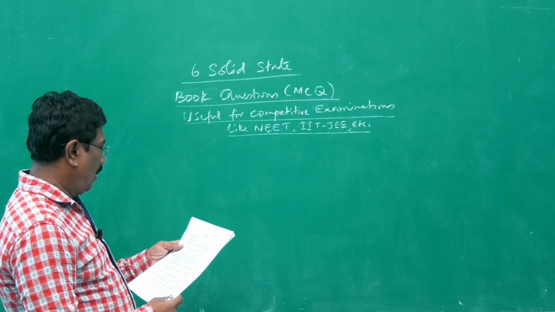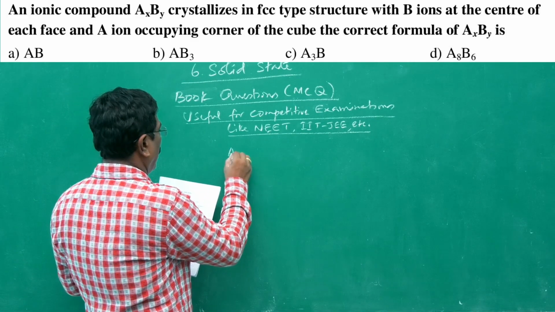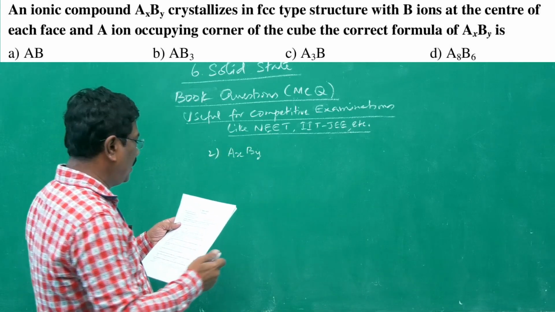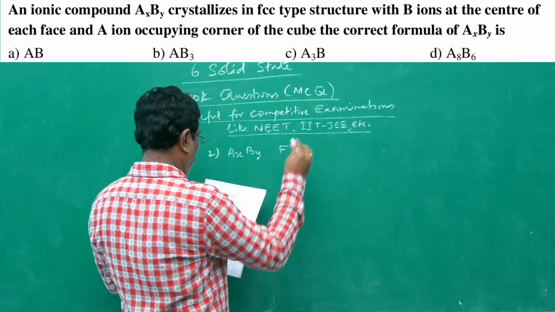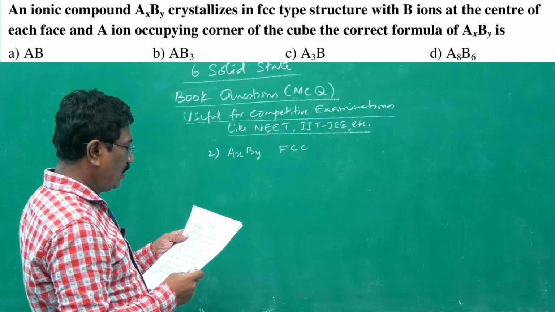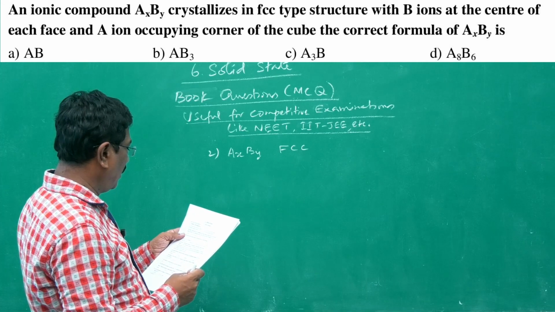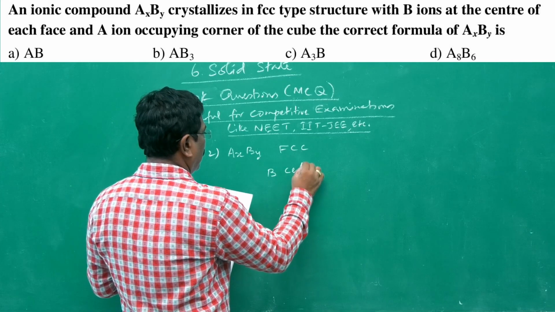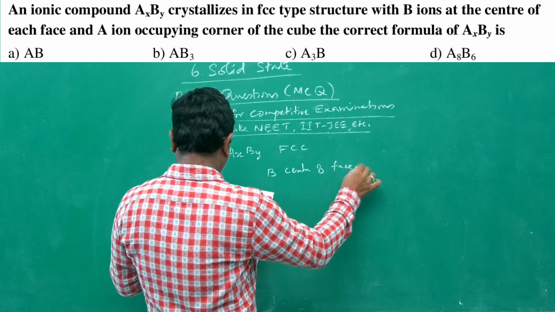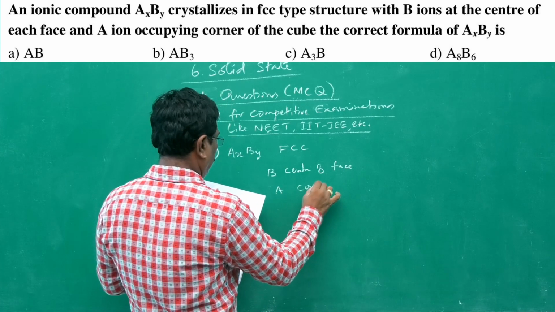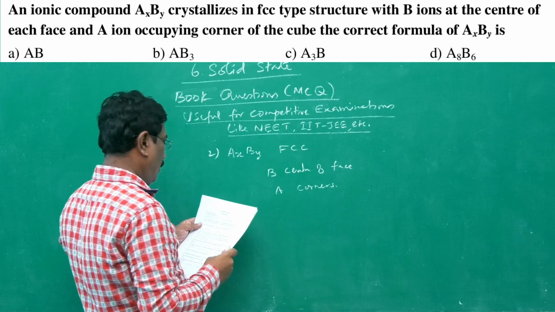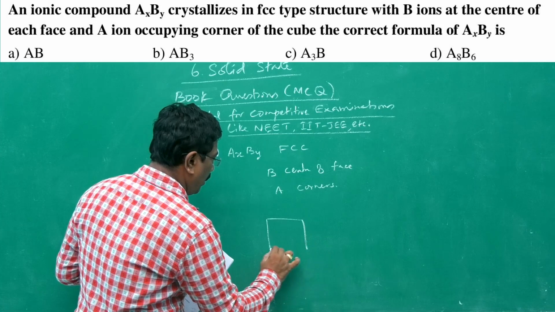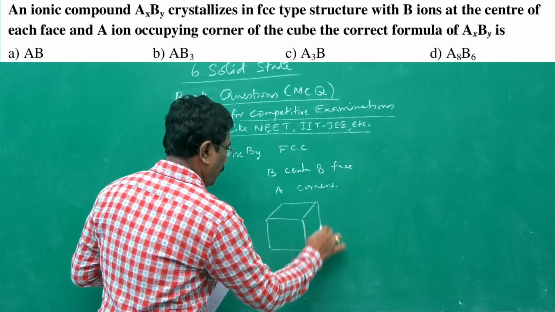Then an ionic compound AxBy crystallizes in FCC type structure, face centered cubic type structure, with B ions at the center of each face. So B ion at the center of face, A ions occupying corner. Now the correct formula is asked. So it is the face centered cubic lattice.